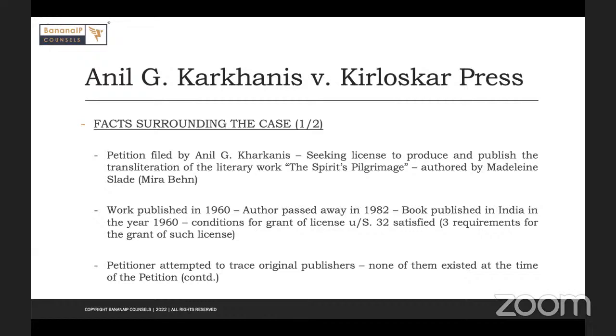The work was published in 1960 by Orient Longman Publishers, and the author had passed away in 1982. Since the book was published in 1960, the conditions for the grant of license under Section 32 were satisfied.